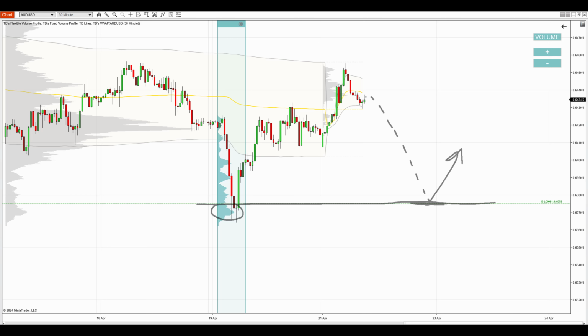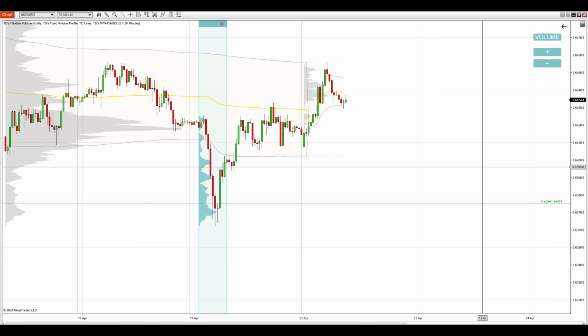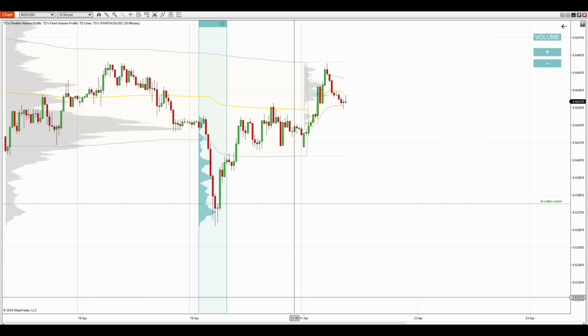Now let me show you one more trading idea here. It is a bit different setup, and it is on the euro British pound.